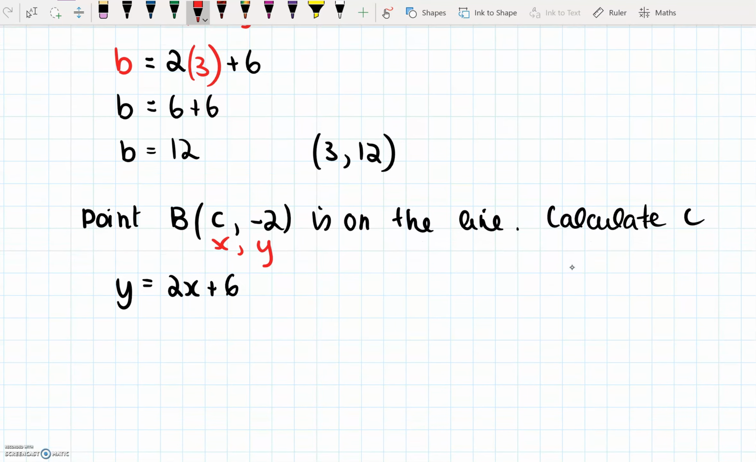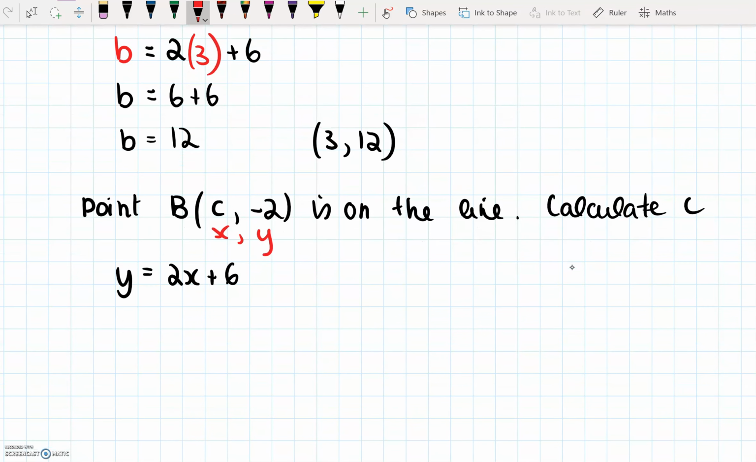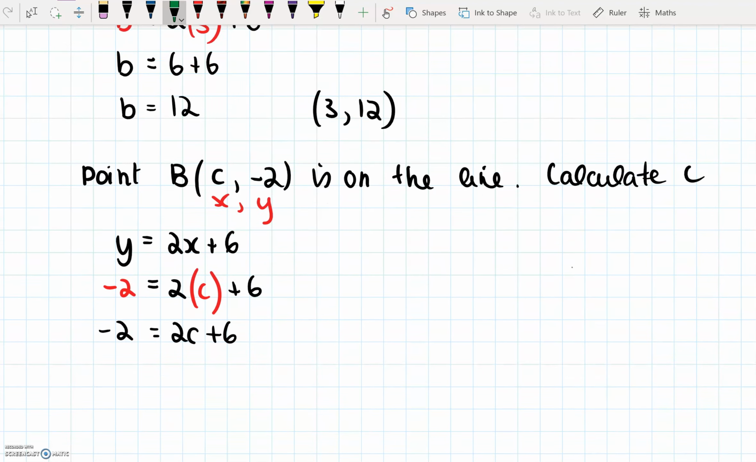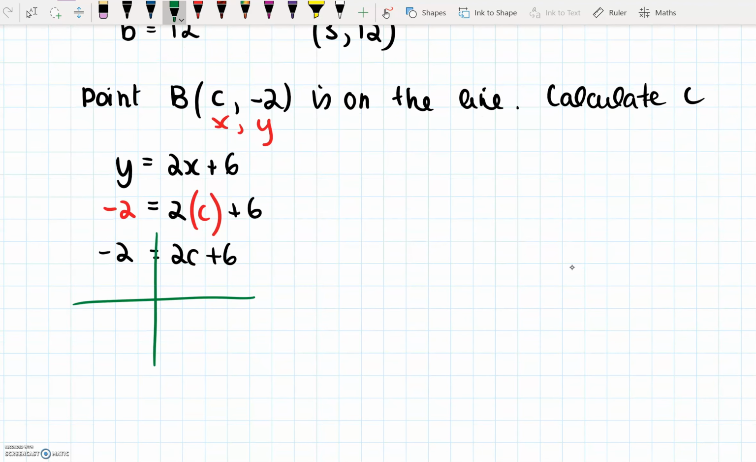I'm doing this a little bit quickly because I'm running out of time on my video. So y is minus 2 is equal to 2 times c plus 6. Okay, so minus 2 is equal to 2c plus 6. You know that your next step, if you've forgotten, we do the equations. We're going to solve this equation. So we're going to minus 6 from both sides. So minus 2 minus 6 is minus 8 is equal to, and we have 2c left here.